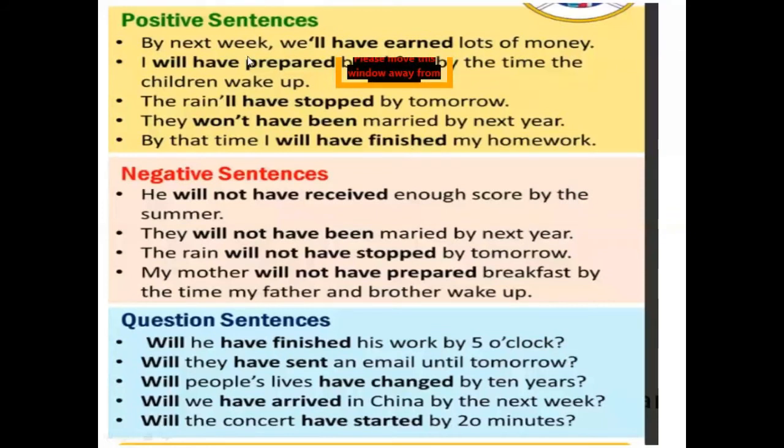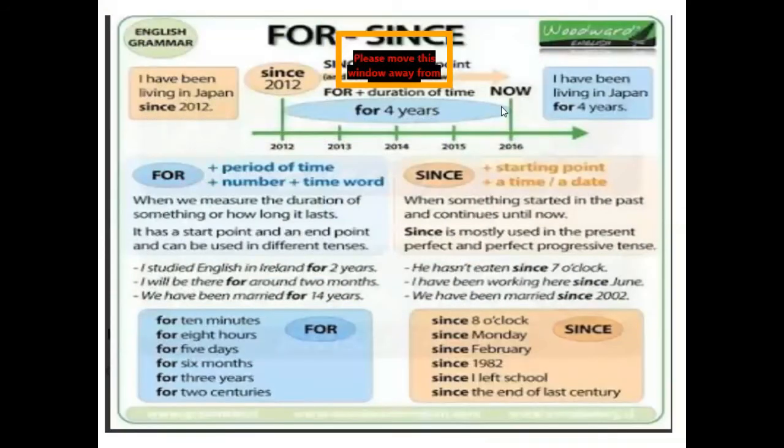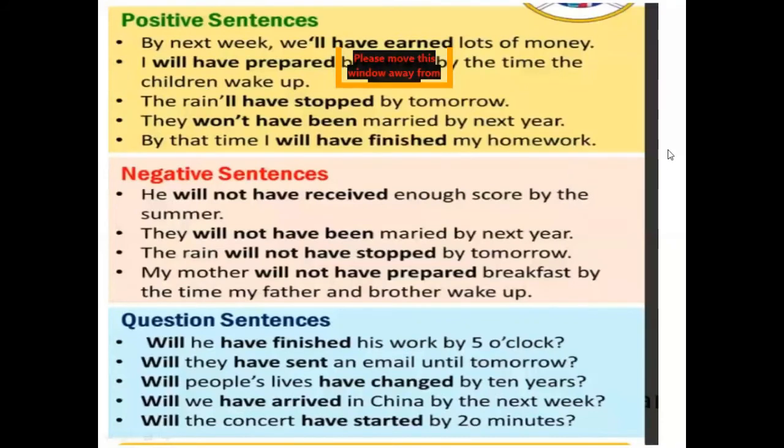Now let's see some examples of the future perfect tense. By next week, we will have come 100 times on Monday. Next sentence, I will have prepared breakfast by the time the children wake up. Now the third sentence, the rain will have stopped by tomorrow. That is also the affirmative sentence. The next sentence is, they won't have been married by next year. The last sentence is, by that time I will have finished my homework.